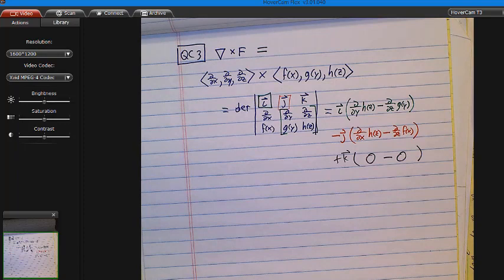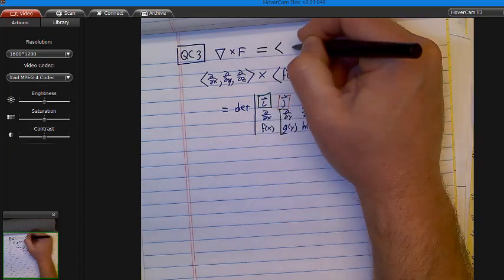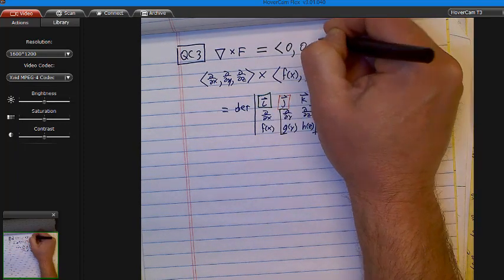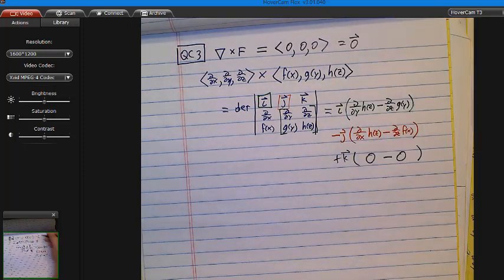The answer, let's be very careful, is this. The book will boldface your 0. It's the 0 vector, not the 0 scalar. I will penalize severely if you get that wrong.